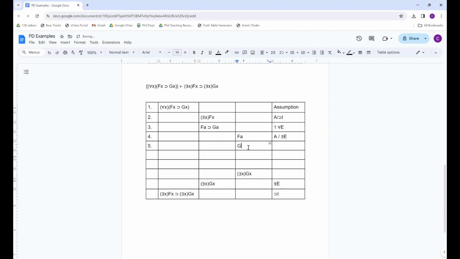So then inside this subderivation, we will get GA by lines 3 and 4. This is 3 and 4 conditional elimination. Then this is line 6. This is 5 existential introduction. And then we can pull this out of this subderivation with existential elimination. It's lines 2 and then 4 to 6.